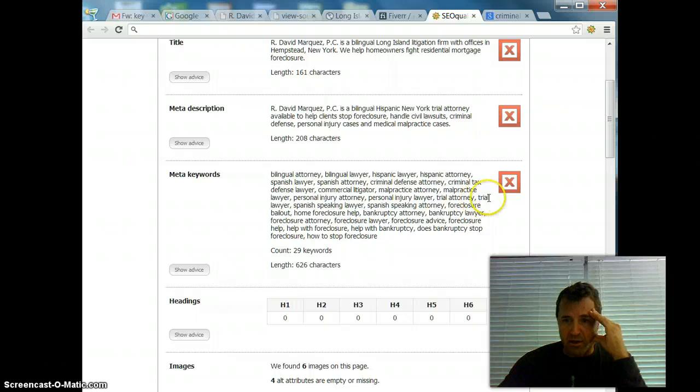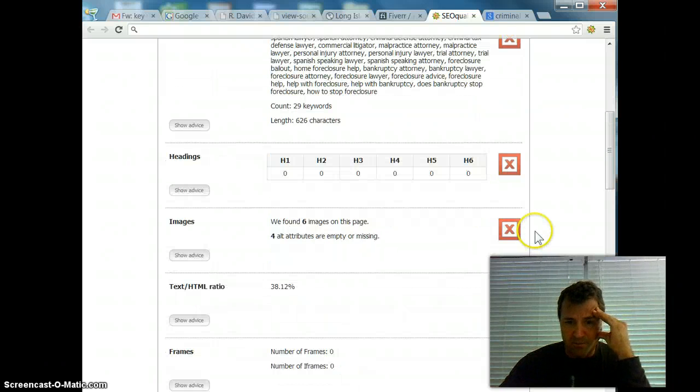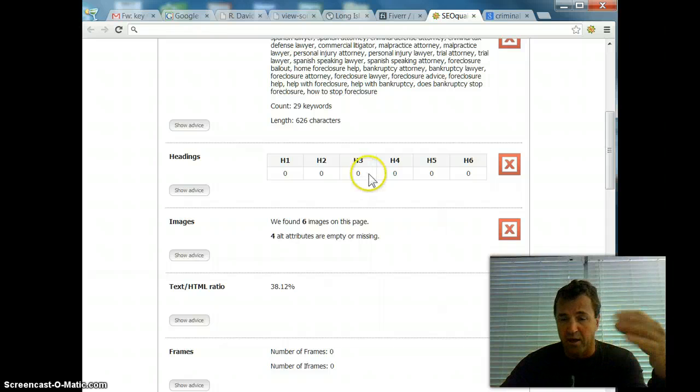The keywords are totally irrelevant. Google and everyone ignores that now. Your headings, when you want to show up on Google for criminal defense Long Island, you should have paragraphs with headings. The headings should contain that important search phrase in there. You don't have any headings on this website.